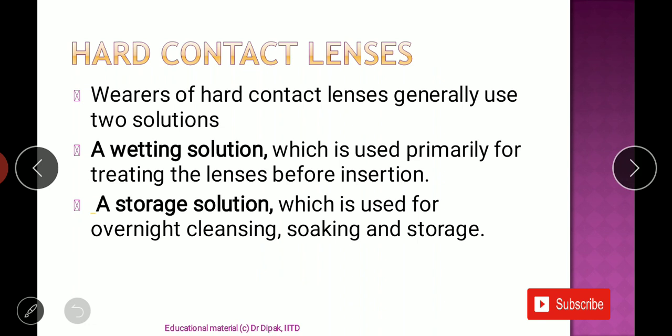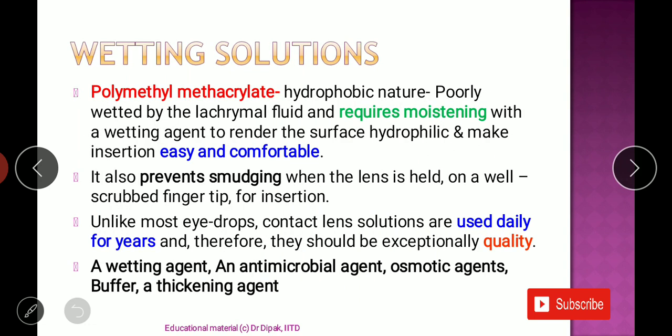Wearers of hard contact lenses generally use two types of solutions, that is wetting solution and a storage solution. As the hard contact lenses are hydrophobic, wetting solution is primarily used for treating lenses before insertion. The storage solution is used for overnight cleansing and soaking as well as storage. First we'll see the wetting solution.